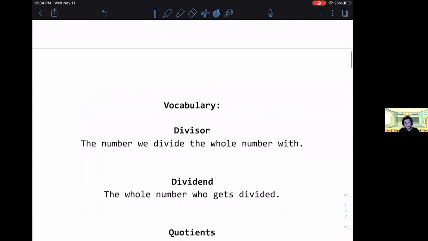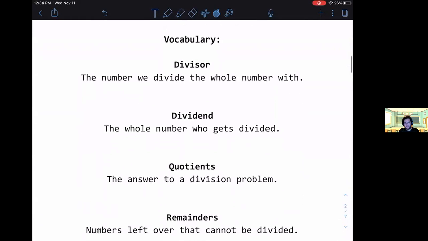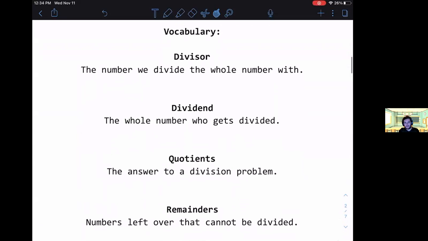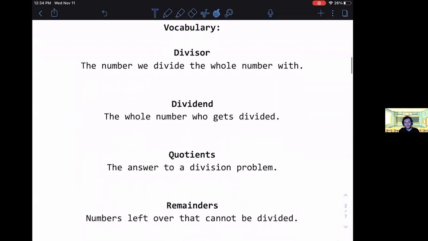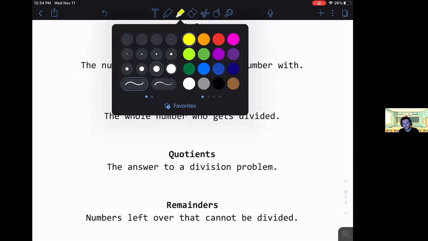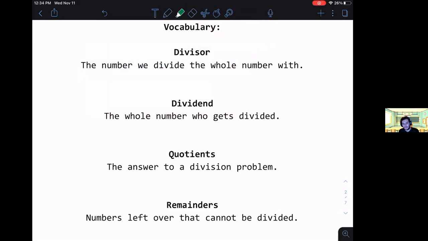So lately what we've been doing is going over the vocabulary, and this is important because when it comes to working on these types of questions, knowing what each part of it is and means will help us identify and solve the problems. So we're going to go ahead and color code this. First we have divisor. That's the number we divide the whole number with. We're going to highlight this one dark green for the sake of today's lesson, divisor.